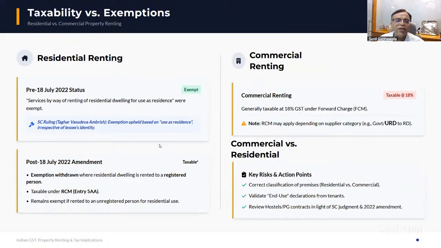So this is where I think the difference between residential and commercial renting comes into account, and one will have to be very careful, especially as far as the companies are concerned, when they have a rental expenditure. They should be careful about classifying that rental expenditure either into residential and commercial, because the entire RCM and the taxability will depend on whether it is residential renting or commercial renting.